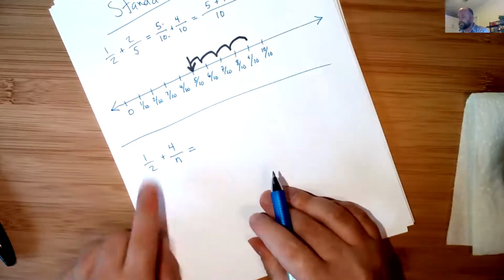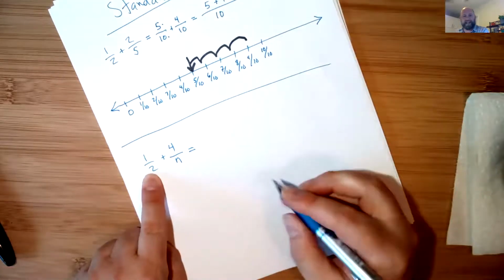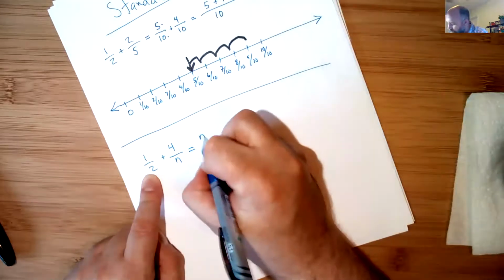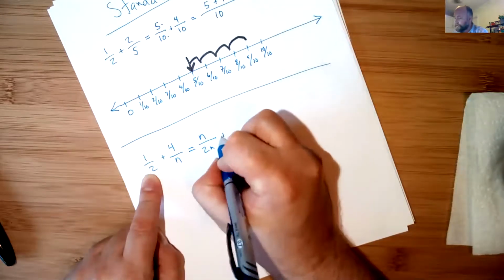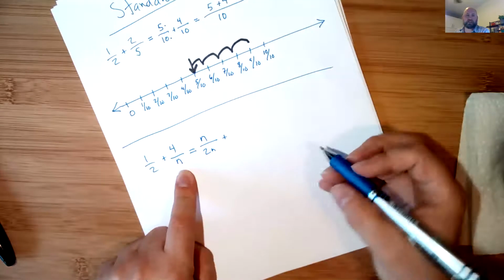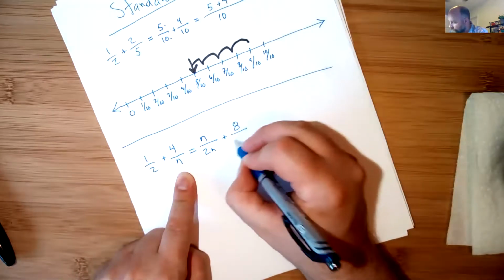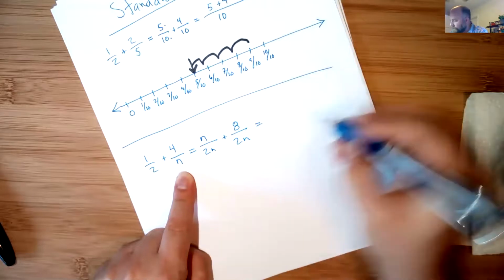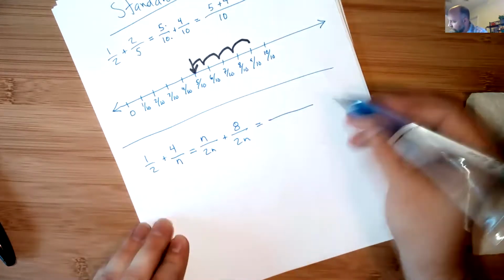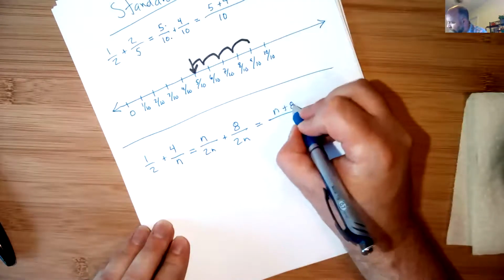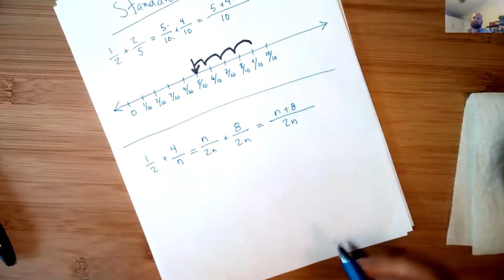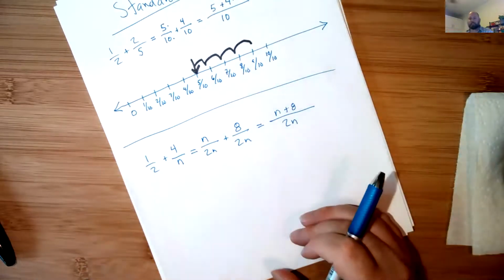So I need to multiply the first fraction top and bottom by n over 2n. And the second fraction top and bottom by 2, 8 over 2n. And now I simply add the numerators, n plus 8 over 2n. Okay, that's really all there is to it.